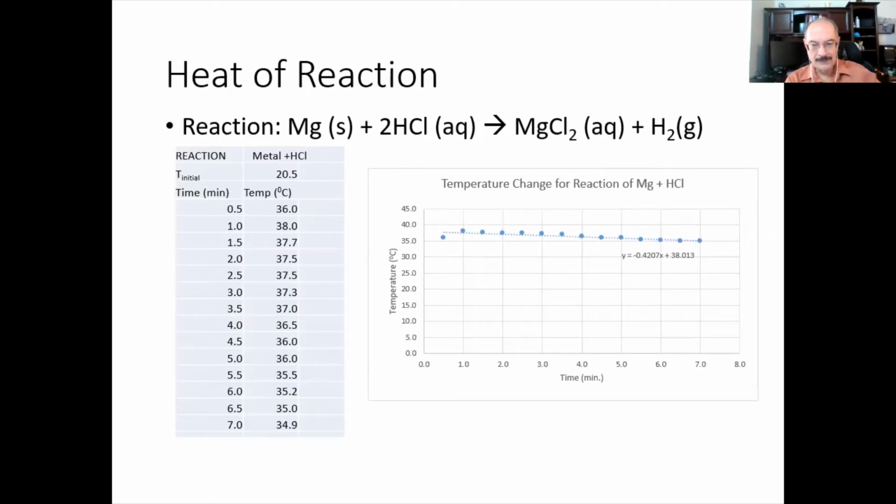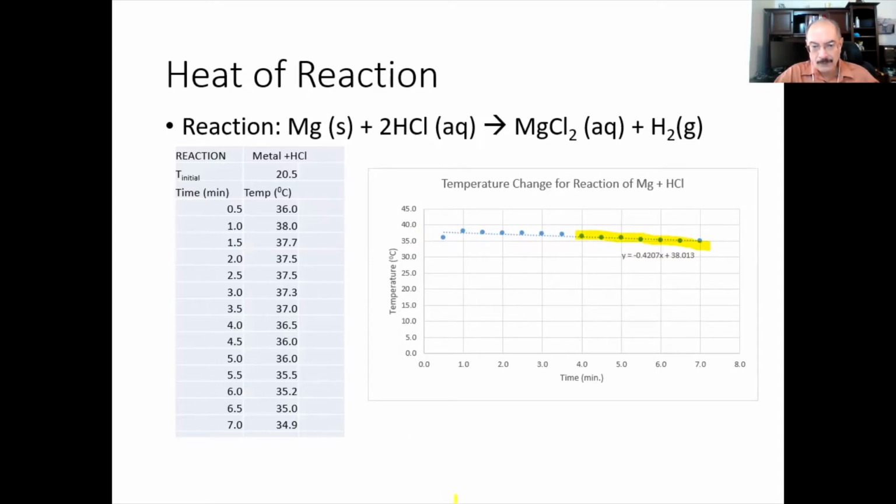Now, there is a problem with this particular set of data. Notice that towards the end of the time period, the reaction tends to start going downwards. That's because, of course, we said the setup we have is not perfect. There is going to be some thermal exchange with the environment. And since the room temperature is lower than the temperature generated by the reaction, we're going to lose heat to the surroundings. So what we try to do is a projection that goes all the way back to the y-axis.